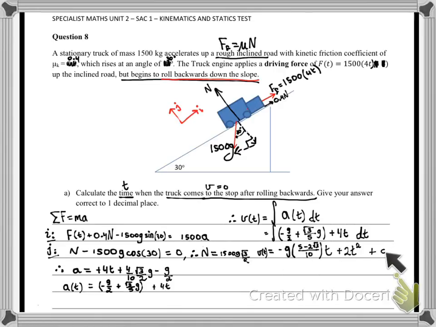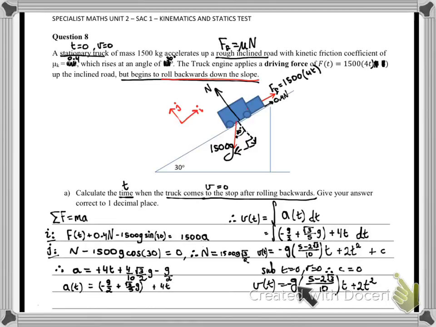Now, let's work out what the plus c needs to be. This is where we draw on our initial condition. So what do we know about the truck initially, before it starts to move? Come back to the start of the question. The information tells us a stationary truck of mass 1,500 kilograms accelerates. So if it's stationary at the beginning, that means its initial velocity is 0. Let's substitute when time is equal to 0, the velocity is equal to 0, and solve for the parameter c, and we get c is equal to 0. How easy. So there's our simple equation for velocity.